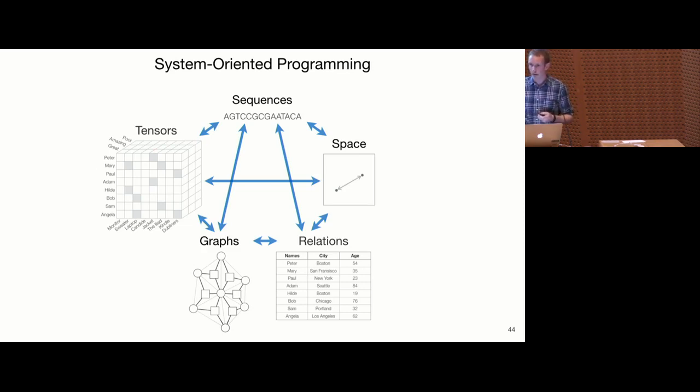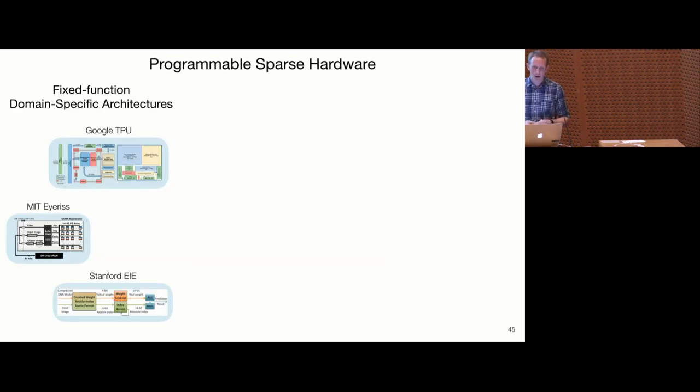And I showed you one thing with this tensor assembly that moves between graphs and tensors, but maybe you need similar ones between, say, relations and tensors and so forth. And one opportunity, I think, if we create such programming models is that we can start to compile to these domain-specific architectures that the architecture community has started to make.